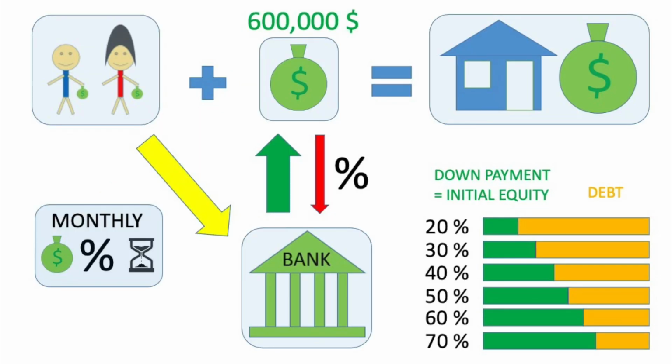Your down payment, and the $600,000 loan from the bank, permits you to buy the house you have chosen. The down payment is the initial equity, the loan is a debt. With your monthly payment, you give back to the bank a part of the loan, and the interests, based on the residual debt. By giving back part of the loan, you gain more equity from month to month.